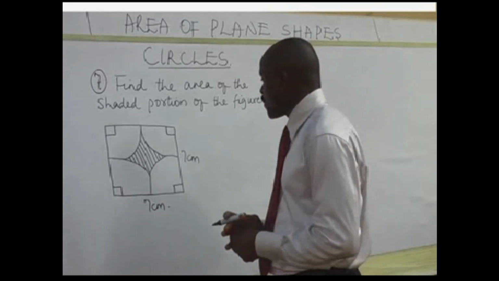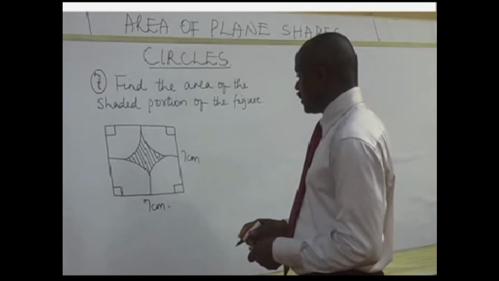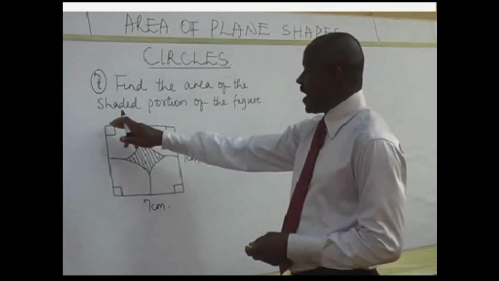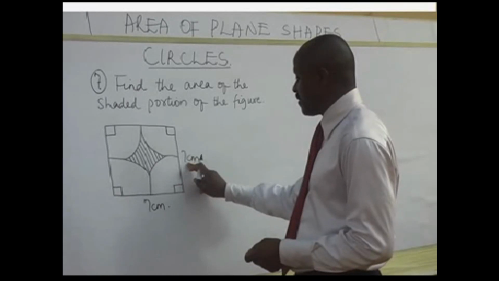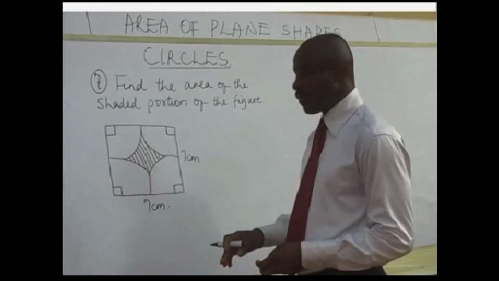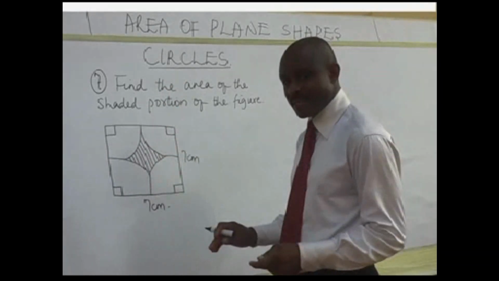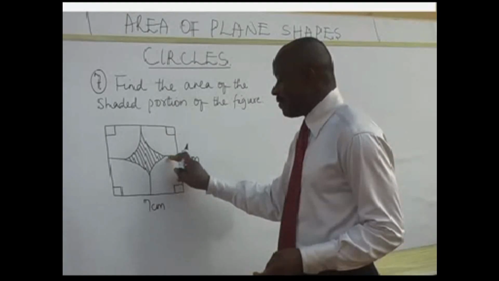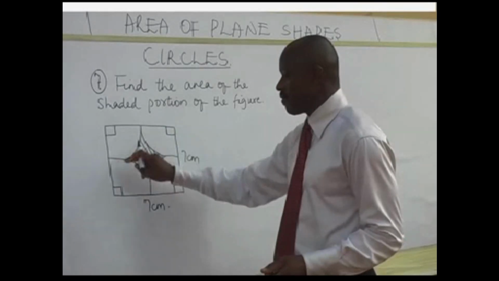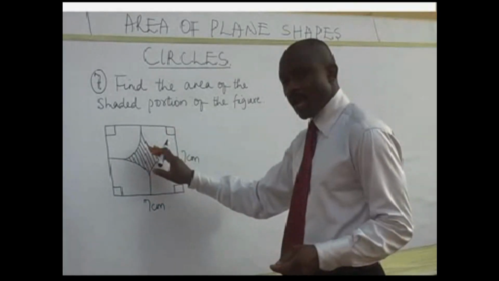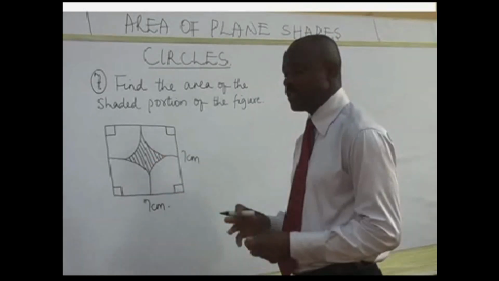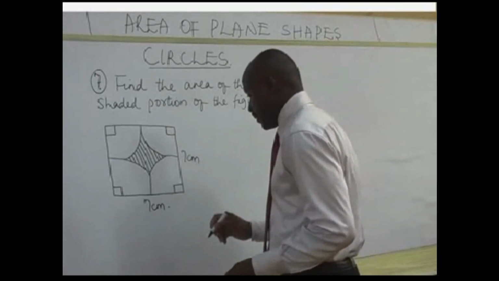Now, the only way we can find the area of the shaded portion here is by finding the area of the square. You know that if this side is 7 cm and this side is 7 cm, that means this is a square. If you find the area of the square, you subtract the area of this sector, whose angle is 90, times 4: 1, 2, 3, 4. That means area of the square minus 4 times area of one of the sectors gives you the area of the shaded portion. Let me write it down.